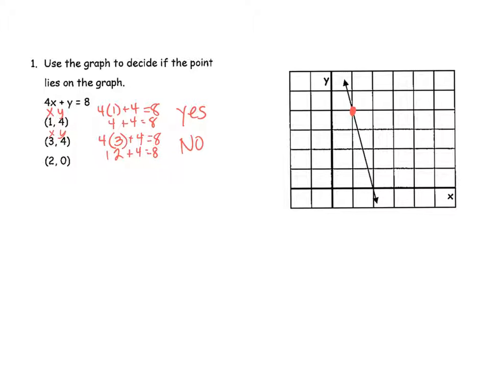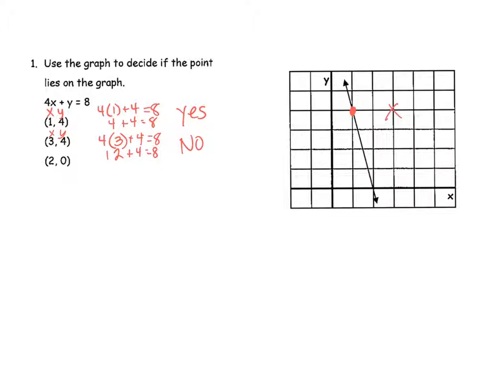Can't you just graph it and see if it's on the line? We can, but I also need to have you practice plugging in. So I'm making you do double duty right now, basically is what I'm having you do. Over 3, up 4. Nope, that's not on it.